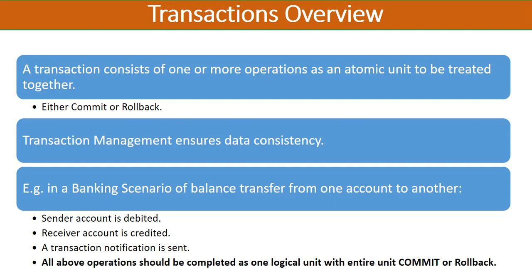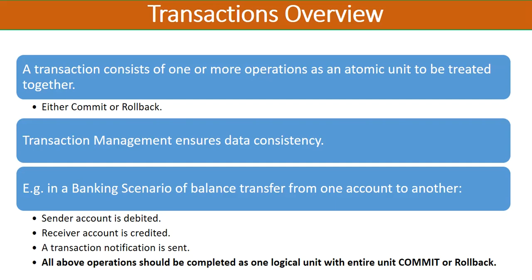All three operations in this example scenario should be committed together or rolled back. We don't want the sender's account to get debited while, for any reason, the receiver account doesn't get credited. Nor do we want there to be no debit update in the sender account while there is a credit on the receiver account. In both cases there is a mismatch in the balance. And also we don't want the transaction to happen with no notification sent.